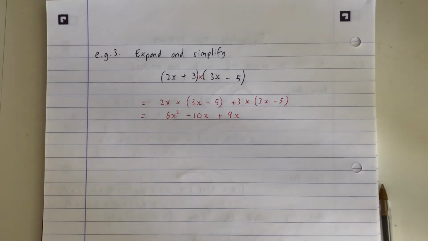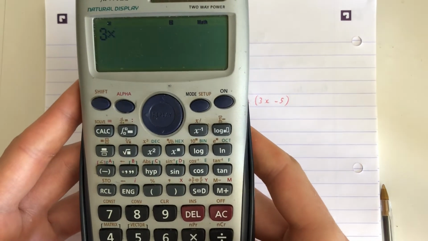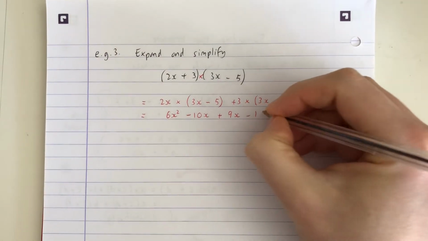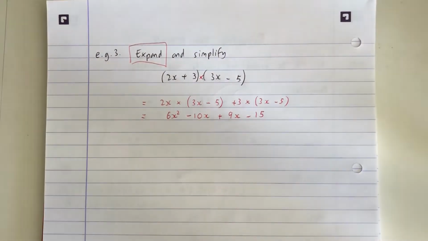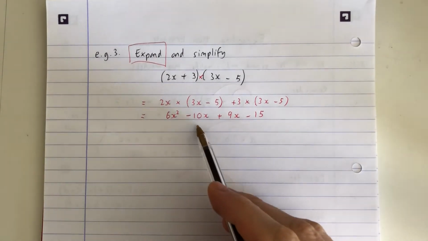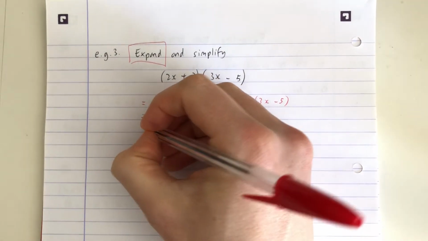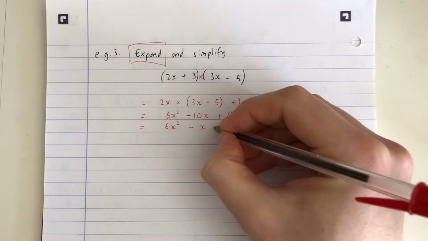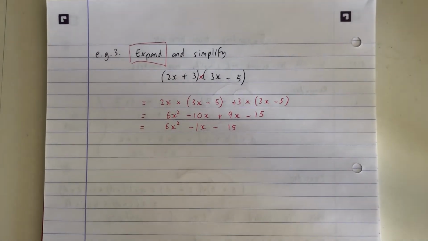Now, I don't have to do all of this in my head, just in case I make a mistake like before. So you could use your calculator. 3 times negative 5, and it does it for you. Okay, so no excuses. Negative 15. That's the expand part done. Simplifying, we've got two like terms in the middle. Negative 10 plus 9 gives you negative 1, or if you prefer, just minus x, minus 15. Leave it like that. You could put the 1 in. They both mean exactly the same.